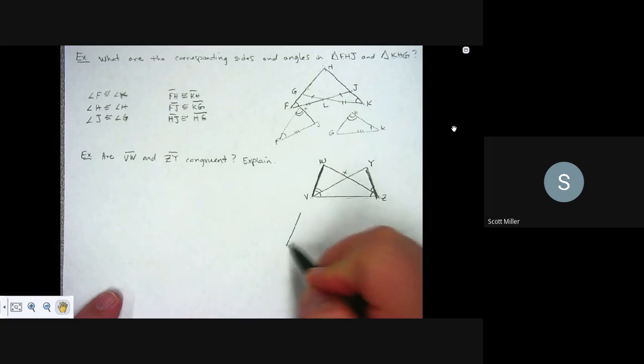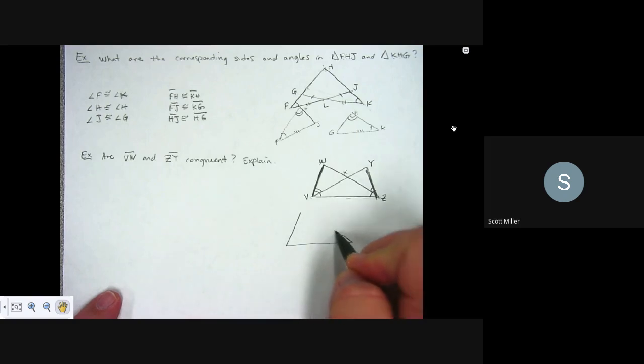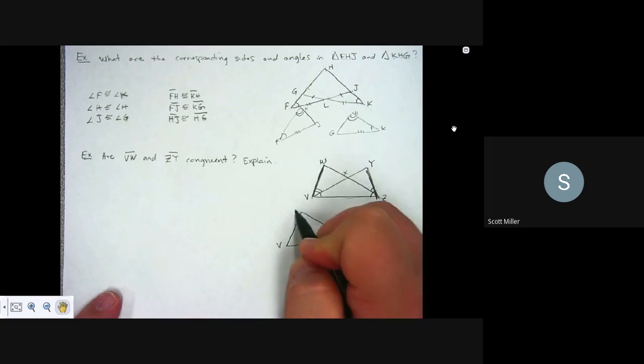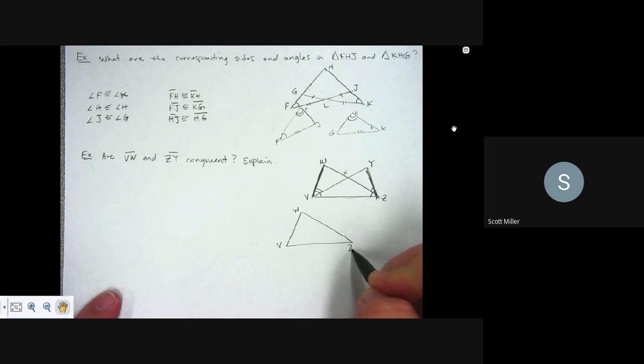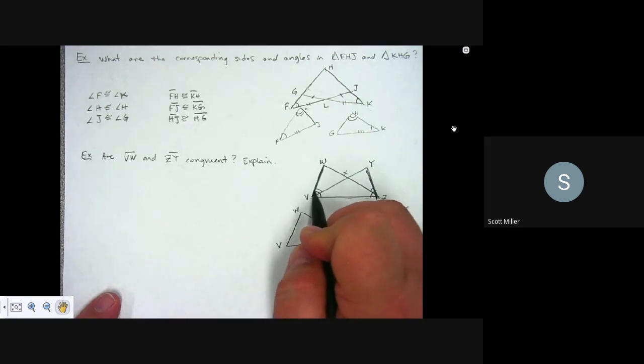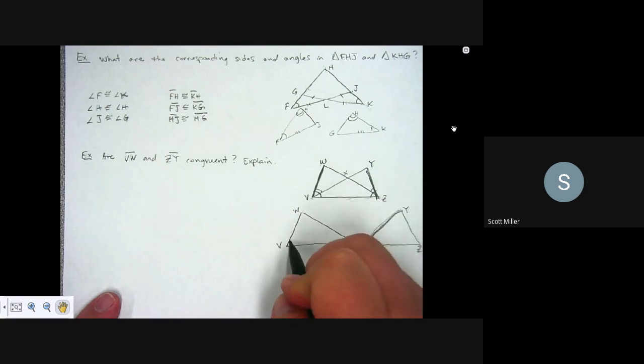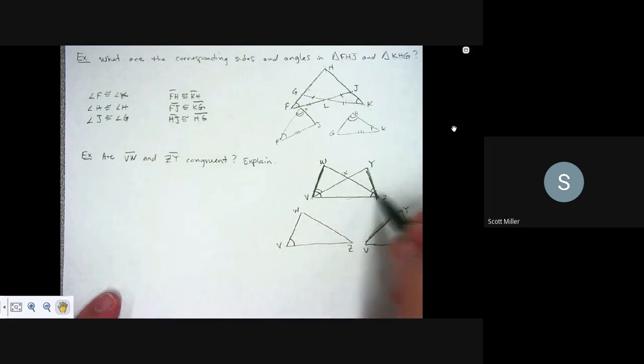So I try and draw it in the same orientation. It helps me visually. And then the other one is this one. Again, it doesn't have to be perfect. This would be V, this would be Z, and this would be Y. In my pictures here, this is the big angle V, and it is the same as the big angle Z. So those two angles will be congruent.